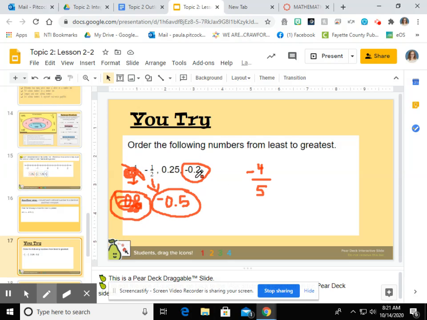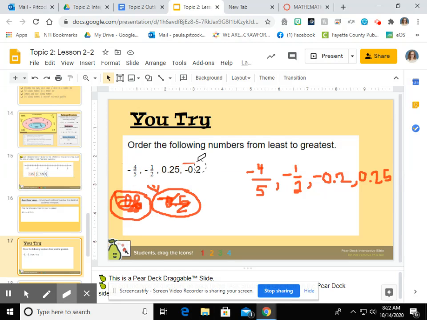And then out of these two, the one that's furthest back, furthest away from 0, is negative 0.5. So negative half comes next. This negative is the only negative left, so it is going to be smaller than the positive. The positive is the greatest number we have, so it goes last. And we have successfully put them in order from least to greatest. The one that is furthest to the left on the number line to the one that's furthest to the right on the number line.